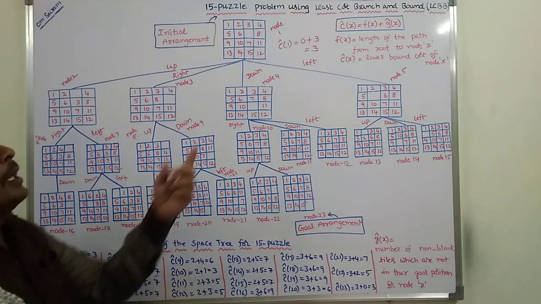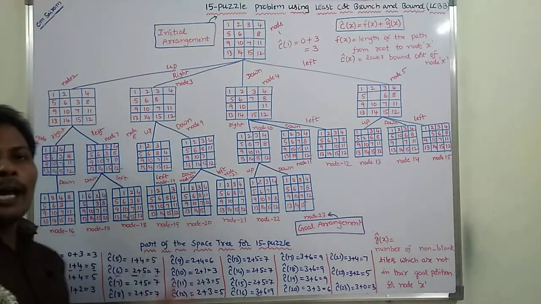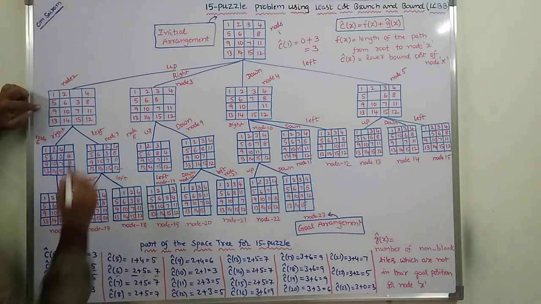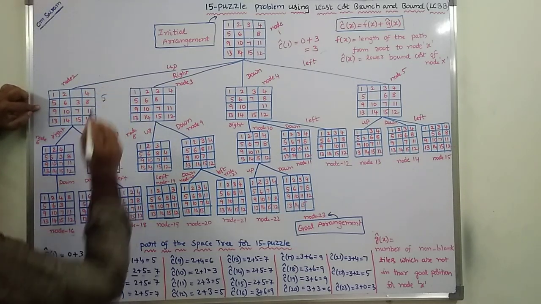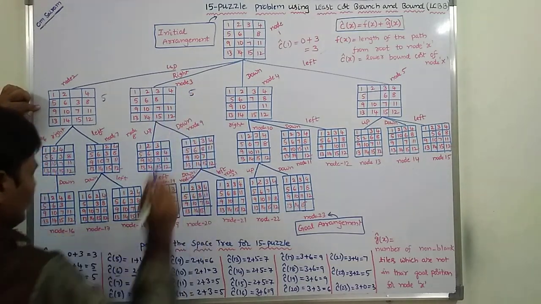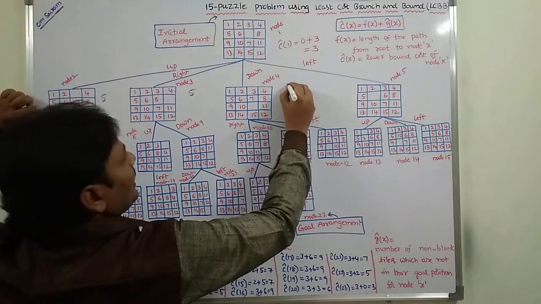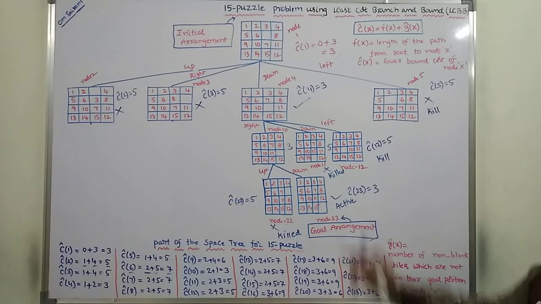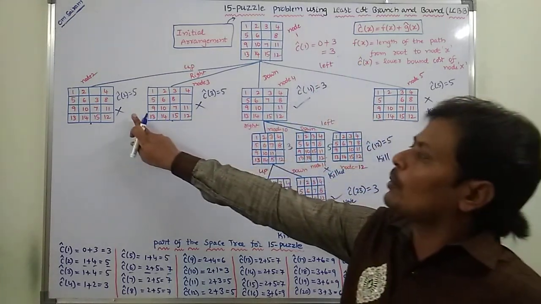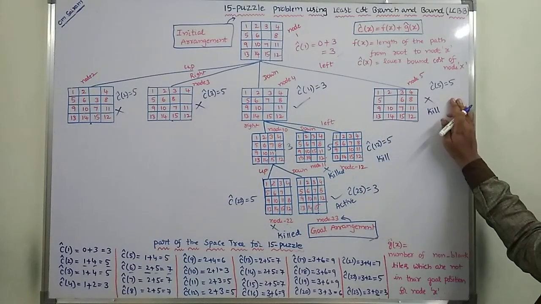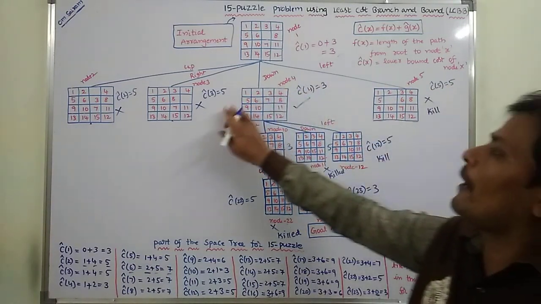Next, where we apply least cost branch and bound. Now this cost is equal to 3. Next, what is this cost? Node 2 cost is 5. Node 3 cost is also 5. Node 4 cost is 3. Node 5 cost is 5. So node 1 cost is 3, node 2 cost is 5, node 3 cost is 5, node 4 cost is 3, node 5 cost is 5. So 5, 3, 5, 5.